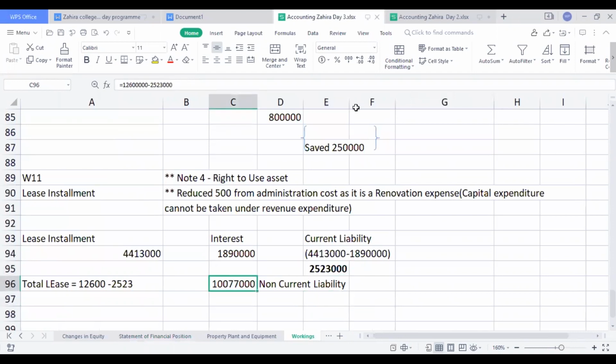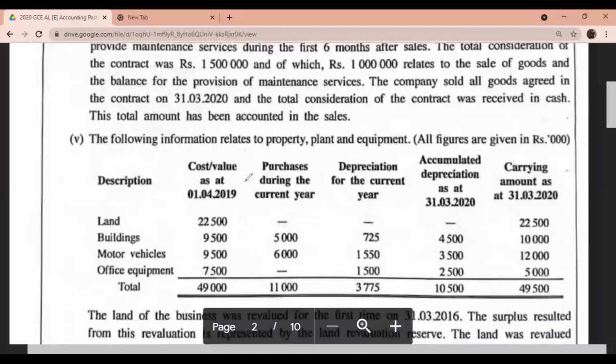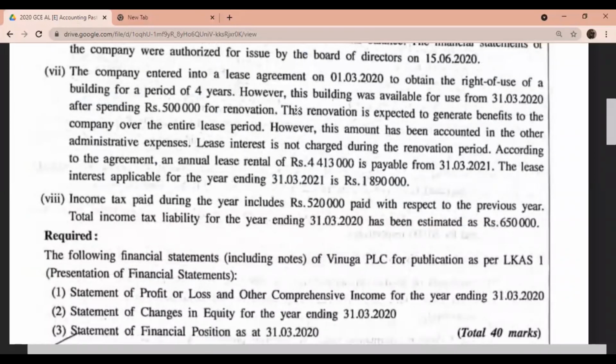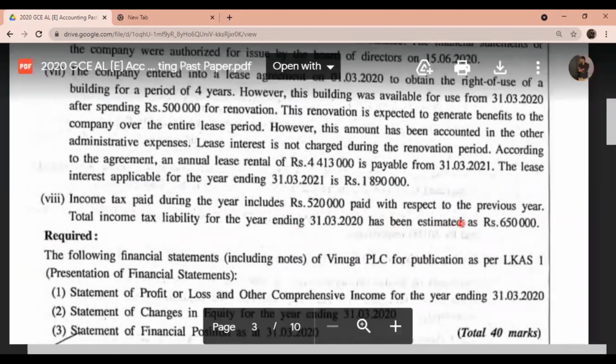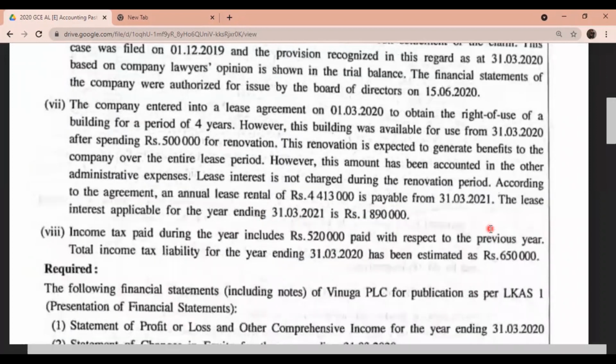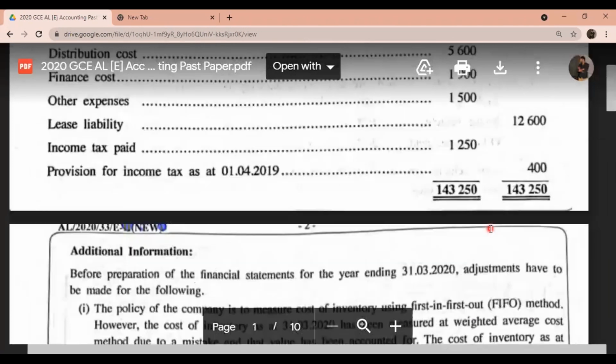Now I'm moving on to the last adjustment of the sum. We have the income tax paid during the year includes 520,000 paid with respect to the previous year. Income tax liability for the year ending 31st 3 2020 has been estimated as 650,000. The same adjustment which we did yesterday. They are saying that income tax paid during the year includes 520,000 paid with respect to the previous year.